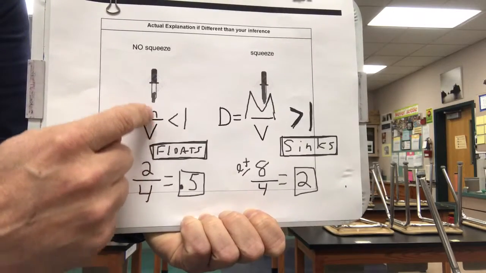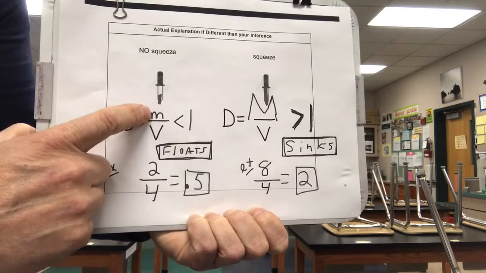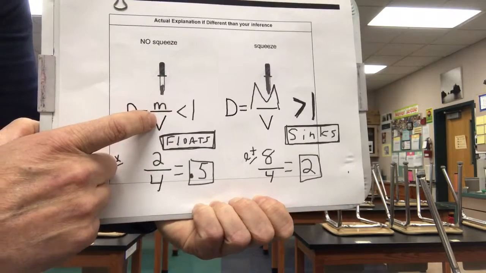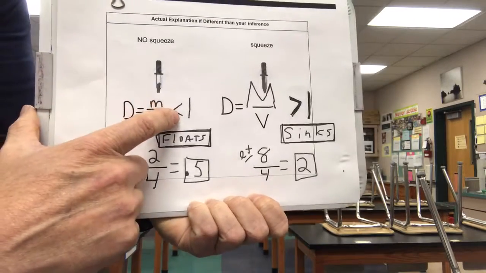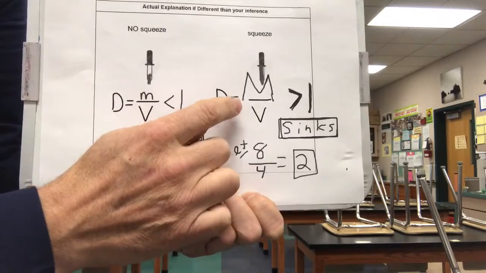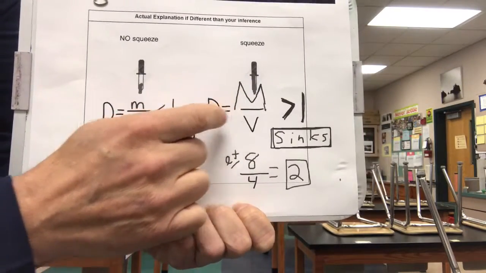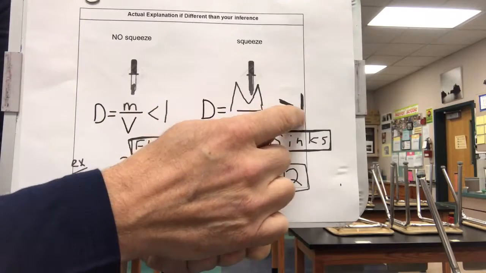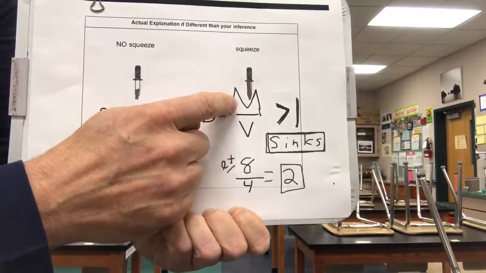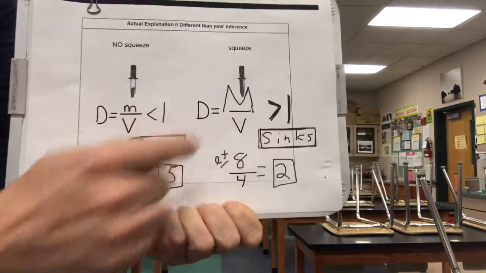Remember, density is a relationship between mass and volume. So in the first case, we have a mass slightly less than the volume, which gives us a density of less than 1, and the eyedropper floats. When the top number of a fraction is bigger than the bottom number, you get a density of greater than 1, and the eyedropper sinks. So by squeezing the bottle, we're increasing the mass until it's greater than the volume, and the eyedropper sinks.